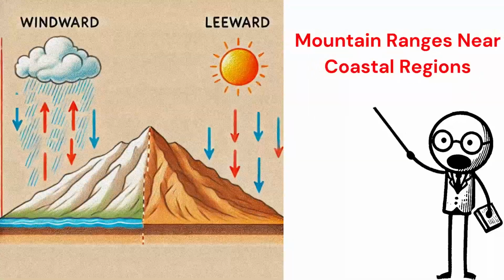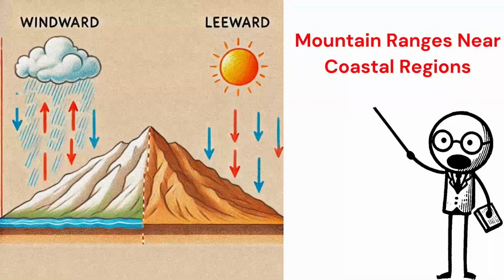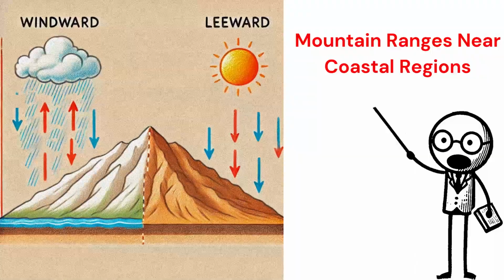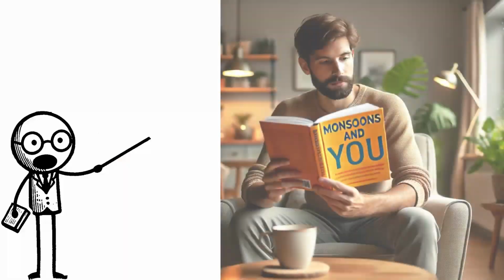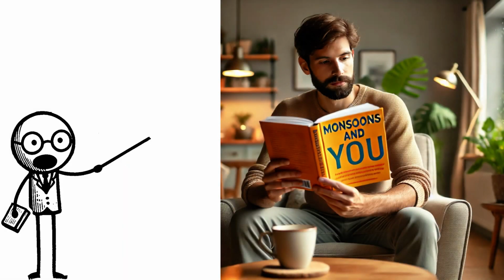Fifth and finally, look for mountain ranges near coastal regions. Monsoon regions are often influenced by mountain regions because they enhance rainfall on the windward side of the mountain, forcing that moist air to rise and cool, which causes precipitation. But how does a monsoon climate shape your world and the people that live in it?